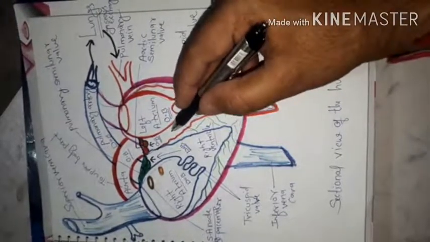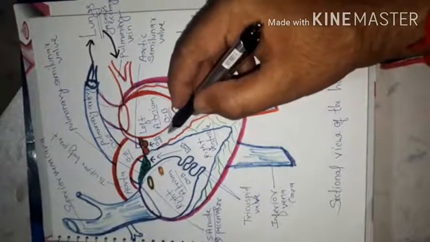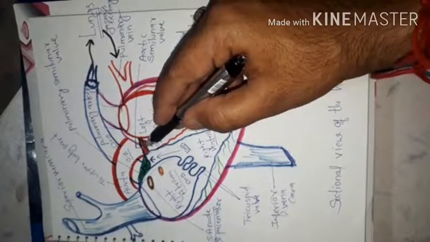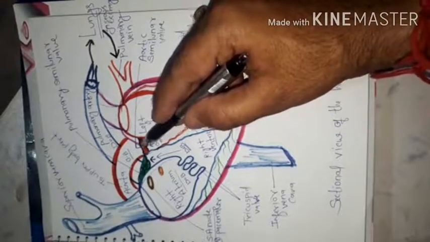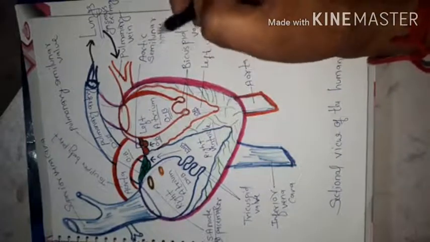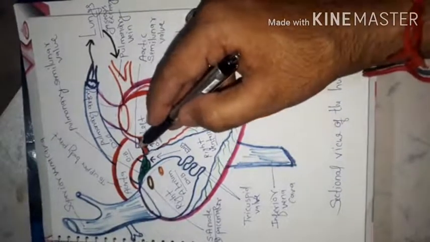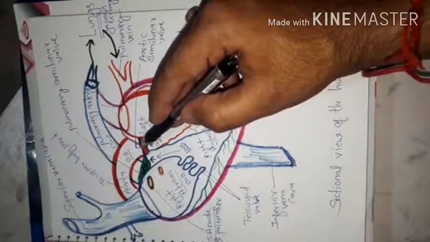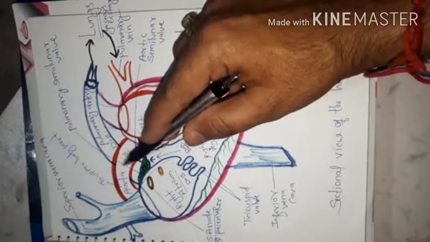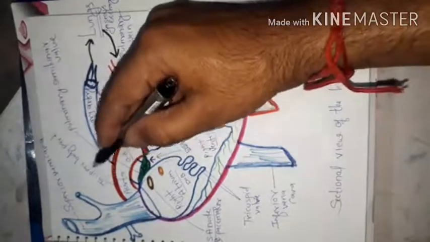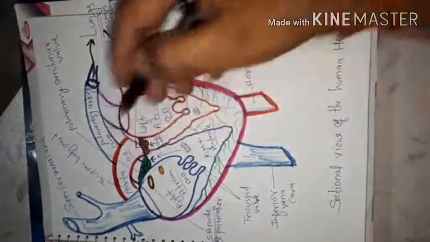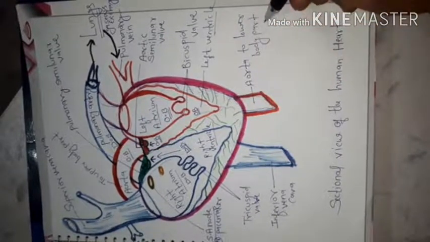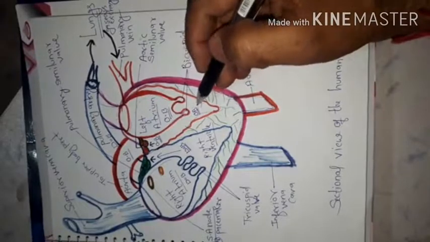Then pressure will be created in the left ventricle and this pressure will be exerted on this valve. This valve is known as the aortic semilunar valve. As a result, this valve will open due to the high pressure of oxygenated blood, and all the oxygenated blood goes into the aorta, to the upper part of the body, and through this aorta all the oxygenated blood goes into the lower part of the body here.